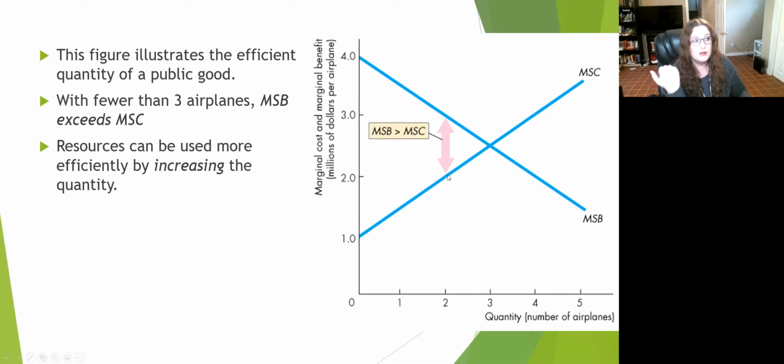I'm like, oh, okay, well, that means I'm getting even more happiness from one more. Let's get another one. And maybe I get 3. I notice that they're equal. I stop at this point because there's no more marginal social benefit to be gained.